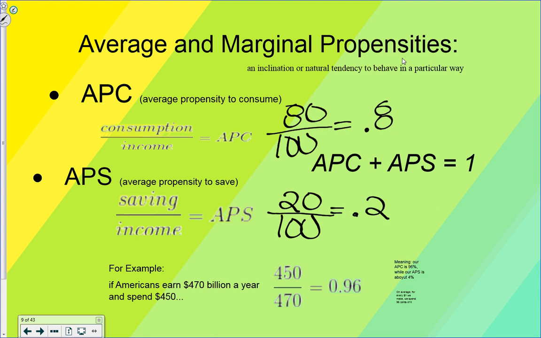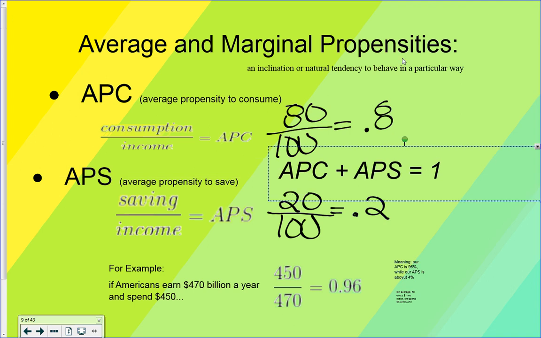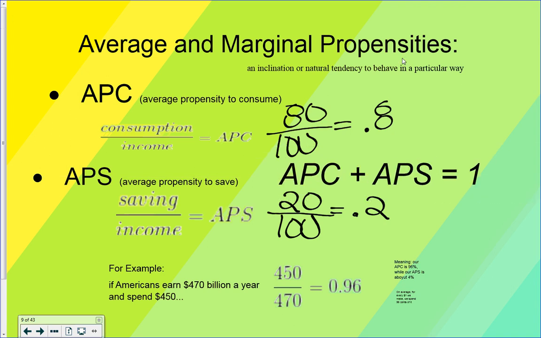Why is your APC, average propensity to consume, plus your APS always equal to 1? Why is that true? How is it that your average propensity to consume and average propensity to save, if you add them together, is always equal to 1? That's your entire income. You save 20.